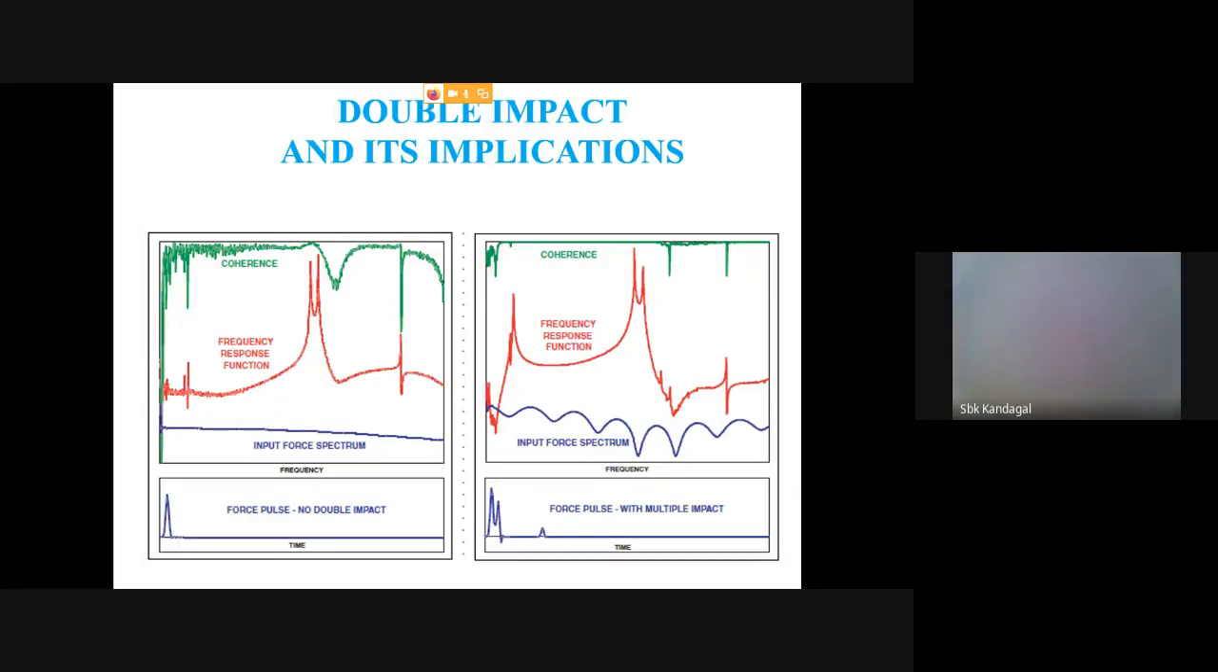So the precaution that you should take in case of an impulse hammer is you should be very cautious not to give a double impact. Observe here. Whenever you are using this impulse hammer, before you take it away, the structure will bounce and hit it. So in the time domain, you will have two pulses. This will corrupt your FRF.